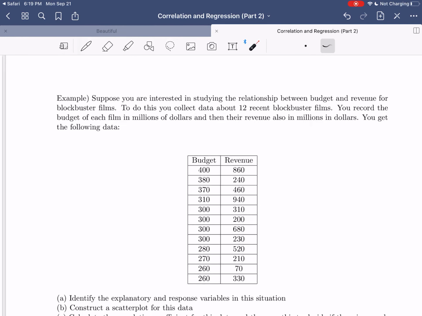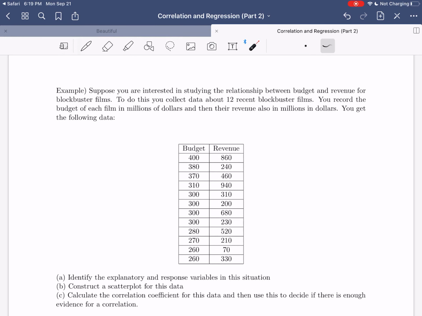So for this example, we're going to suppose that we are interested in studying the relationship between the budget and revenue for blockbuster films. So to do this, you collect the data about 12 recent blockbuster films. You record the budget of each film in millions of dollars, and then their revenue also in millions of dollars. And you get the following data. So here's our data here.